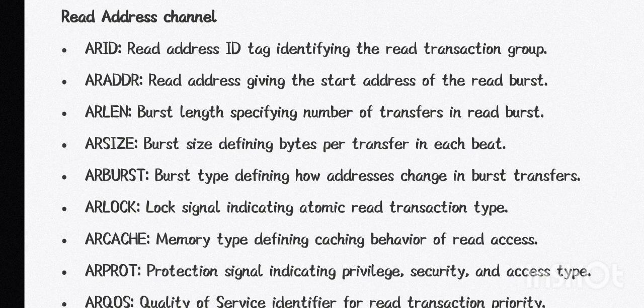ARLOCK is the lock signal indicating atomic read transaction type. ARCACHE is the memory type defining caching behavior of the read access. ARPROT is the protection signal indicating privilege, security and access type. ARQOS is the quality of service identifier for read transaction priority. ARREGION is the region identifier supporting multiple logical interfaces for a slave. ARUSER is optional, and is used in AXI4 only.